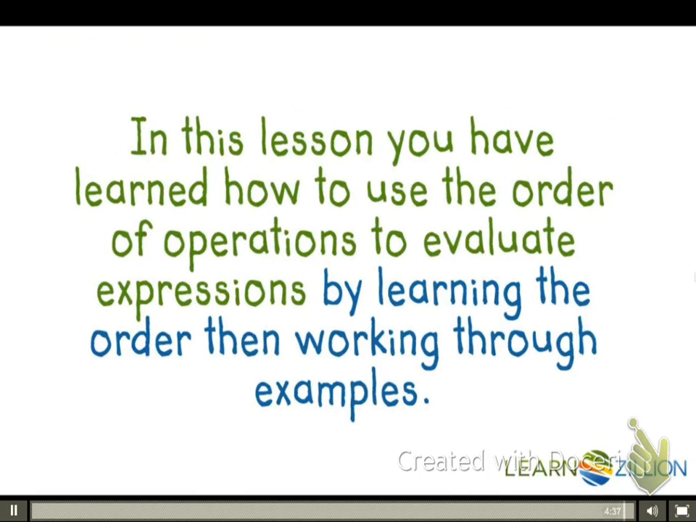In this lesson, you've learned how to use the order of operations to evaluate expressions by learning the order, then working through examples.